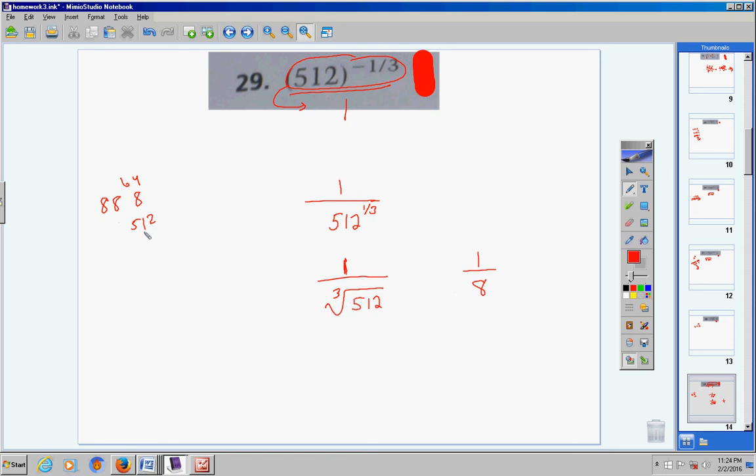How did I know I wanted 3 8s and not 4 or 5 8s? Because of this 3 right here, it's a cube root. So I wanted 3 numbers that are the same being multiplied together that would give me 512. So my answer is 1/8. Alright, moving on.